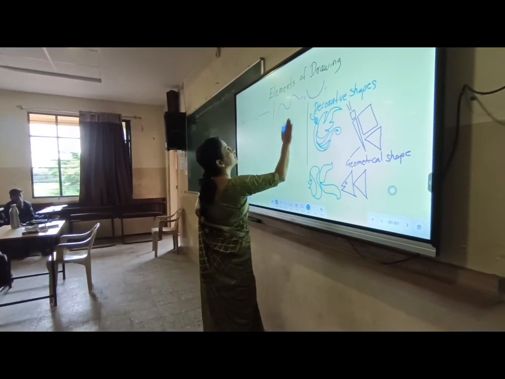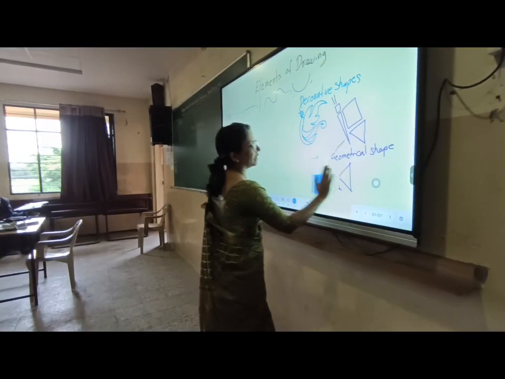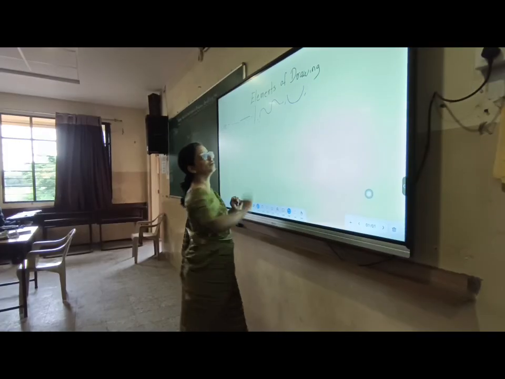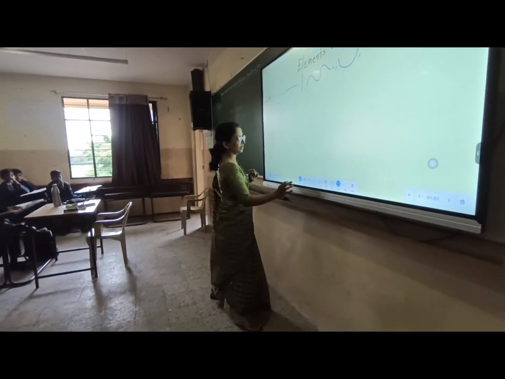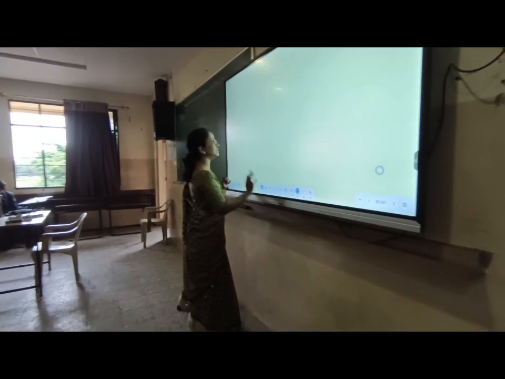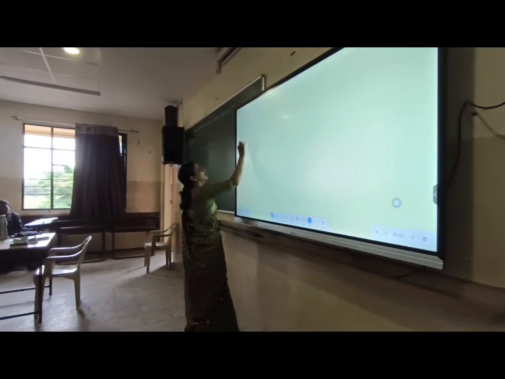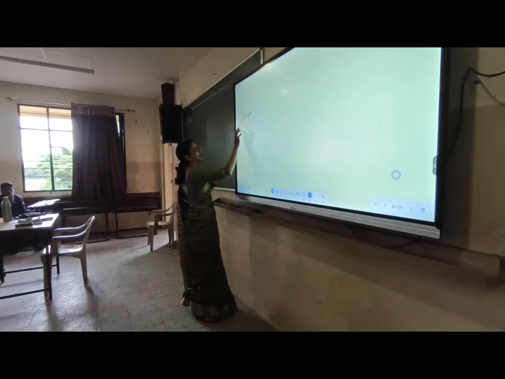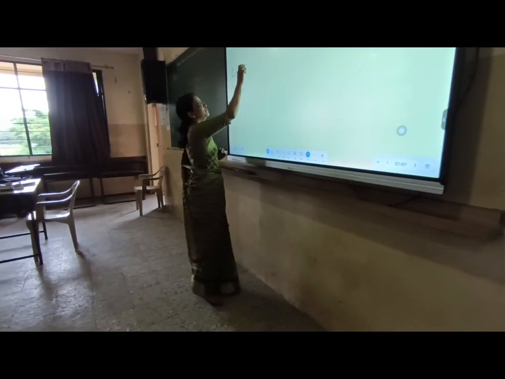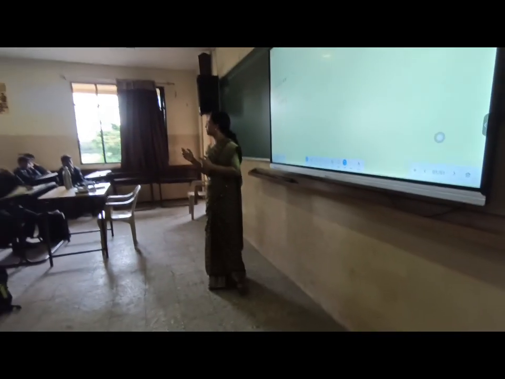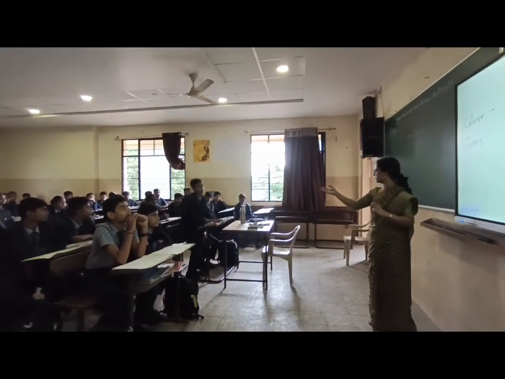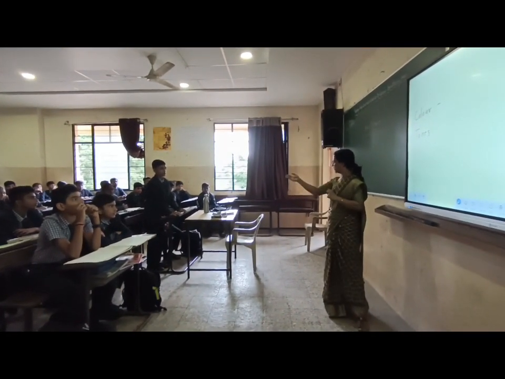Another thing is, can anyone tell me what is important in coloring? Tones. Very good. So another important part is color and its tones. Colors we have already learned. Which are the different colors? Can you tell? We have learned primary, secondary, cool, hot.